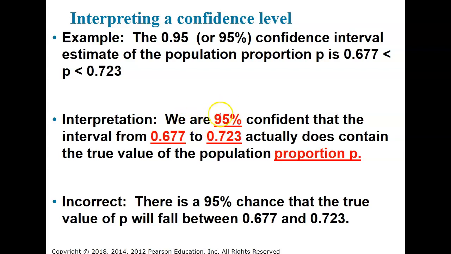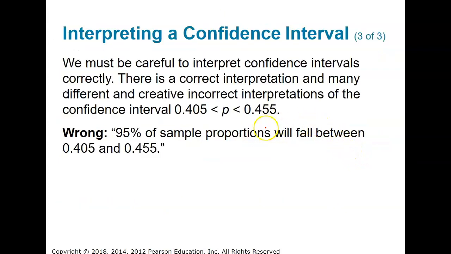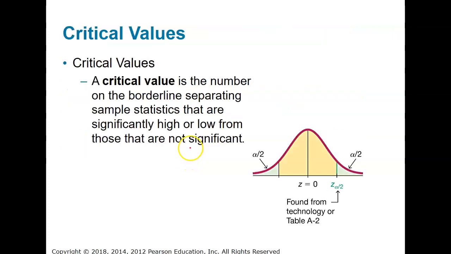So we are, put your percent confidence level, that the interval from, put your two endpoints, and then tell what it is that you are estimating. In this section 7.1, we're talking about proportions, and so therefore it's just going to be the P. And again, this is talking about the same thing with interpreting it incorrectly.